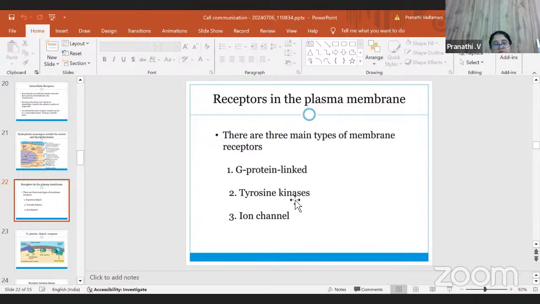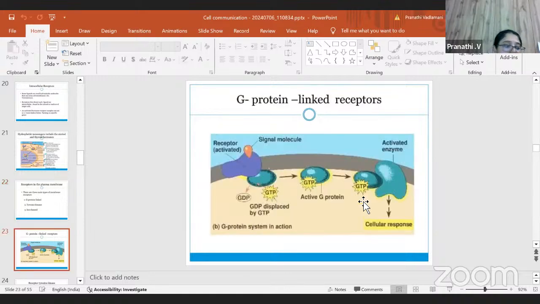If there are receptors in the plasma membrane, they are of three types: G protein linked receptors, tyrosine kinases, which phosphorylate, or add a phosphate, that being the action of the kinase enzyme, and you have channels. So when it comes to G protein coupled receptors, what exactly is happening? These G protein receptors interact with proteins known as G proteins, present towards the cytosolic side, and then they activate and cause a cellular response.